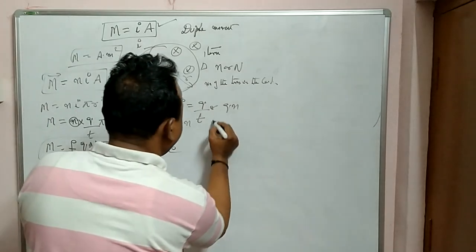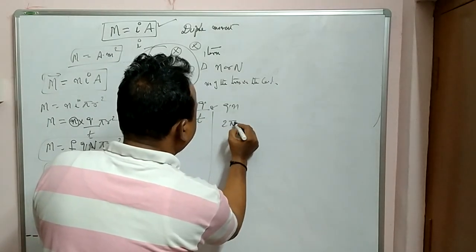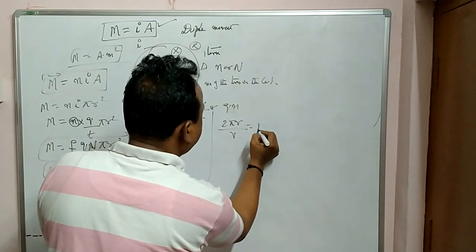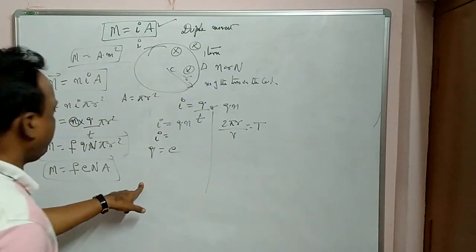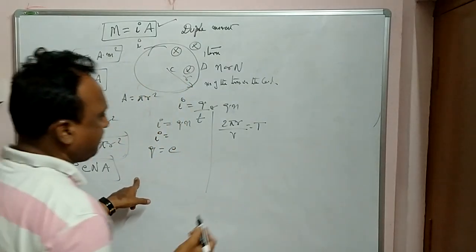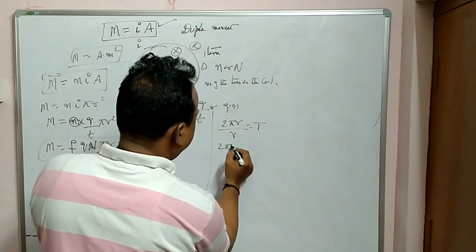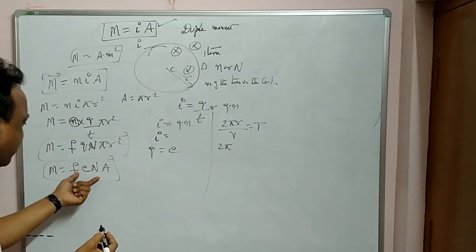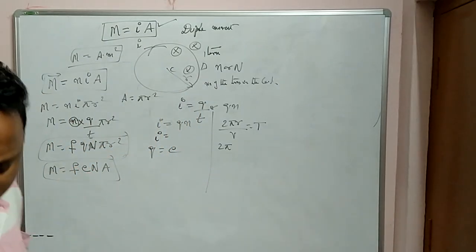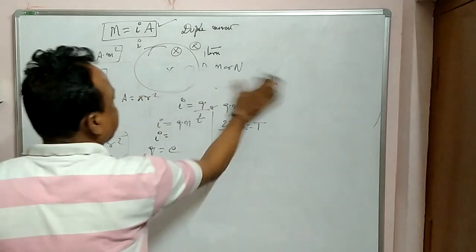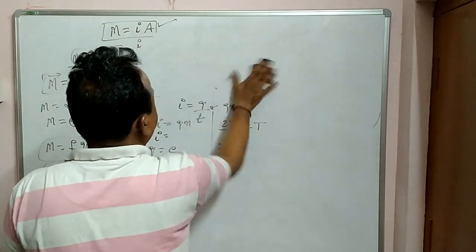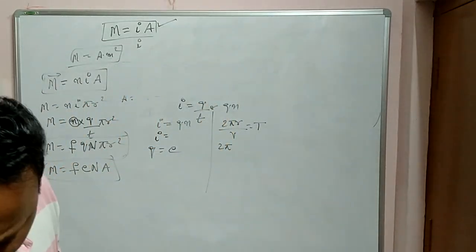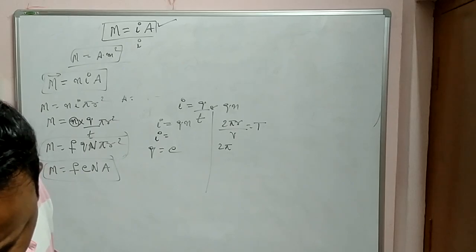Already we know what the time period is. 2 pi r by V is equal to the time period. 2 pi r by V is equal to the time period, or 2 pi r. You can use the time period here, right? If we use it, let us see what happens. Okay, we will utilize the time period formula here. We will see what happens finally. Okay? So let us use it in the equation.